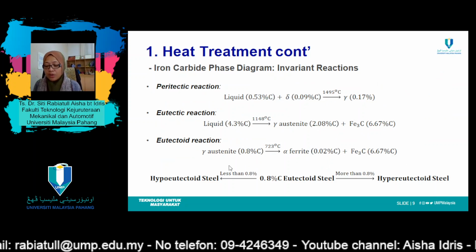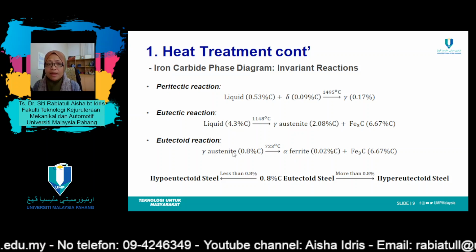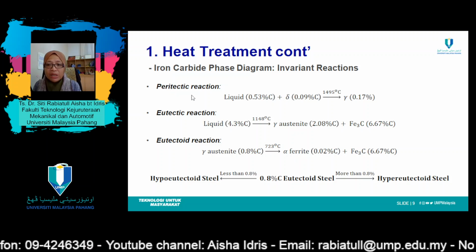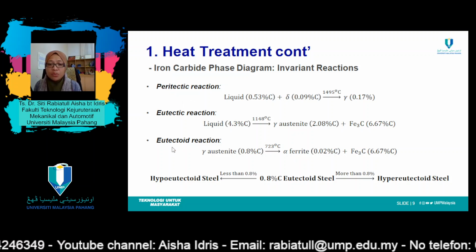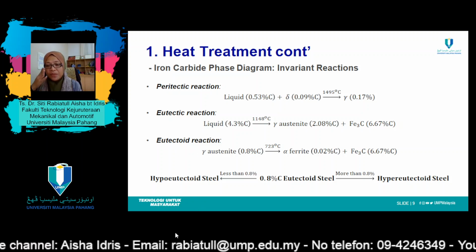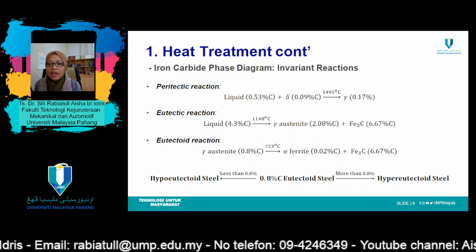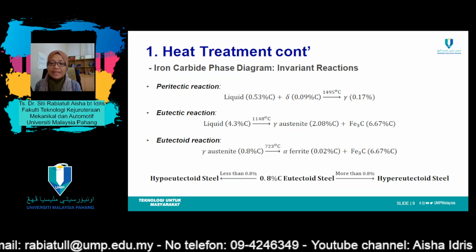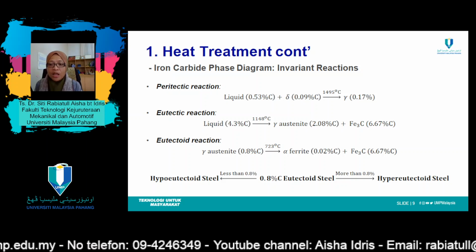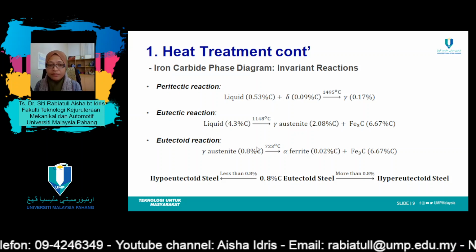Other than that, you should also remember the reactions that occur in the iron carbon phase diagram, which include peritectic reaction, eutectic reaction, as well as eutectoid reaction. And if you notice from our previous lecture, eutectoid steel equals 0.8% of carbon, and if the percentage of carbon is less than 0.8%, then it is called hypoeutectoid steel. Meanwhile, more than that, it is known as hypereutectoid steel.